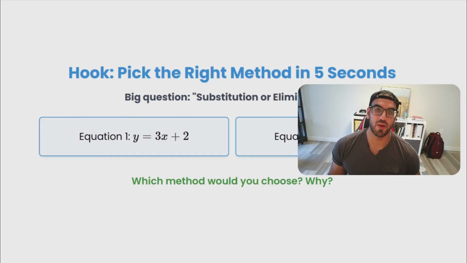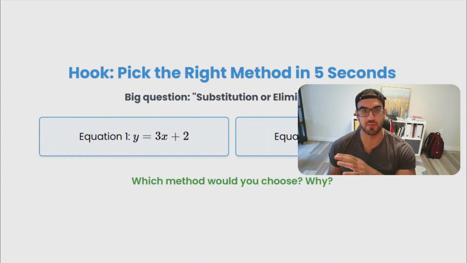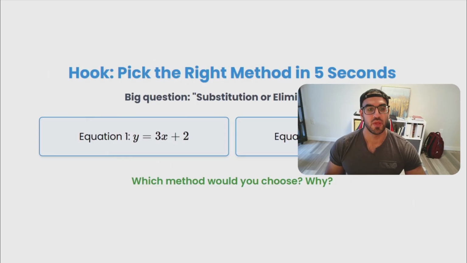At the end, remember, it doesn't matter which way you choose, substitution or elimination, your numbers should match completely. So as you can see over here, I have two different equations, y is equal to 3x plus 2 and 2x minus y is equal to 7. So the real question is, which method should I choose and why?